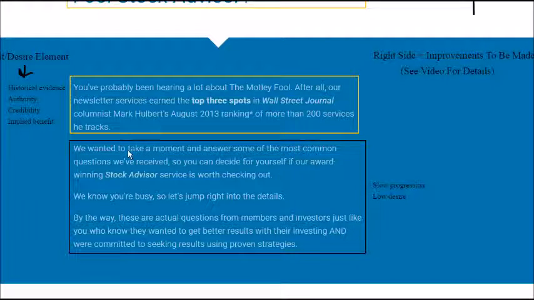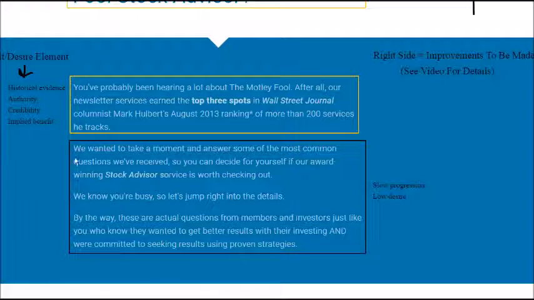You can say all of this in like one sentence. You could just say, below are common questions from members and investors like you who are looking for better results with their investments by using proven strategies like those from the Motley Fool Stock Advisor.